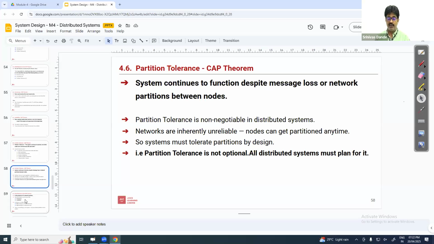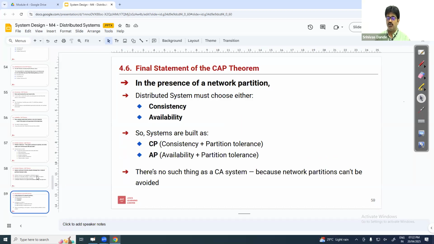Okay. Anyway, we have another scenario. There you will get clarity. So from the CAP theorem, the final statement we are reading now. The final statement of the CAP theorem is: I am considering the network partition. That is the partition tolerance. So I am assuming there is a network issue. In the presence of network partition or in the presence of some partition, a distributed system chooses either consistency or availability.